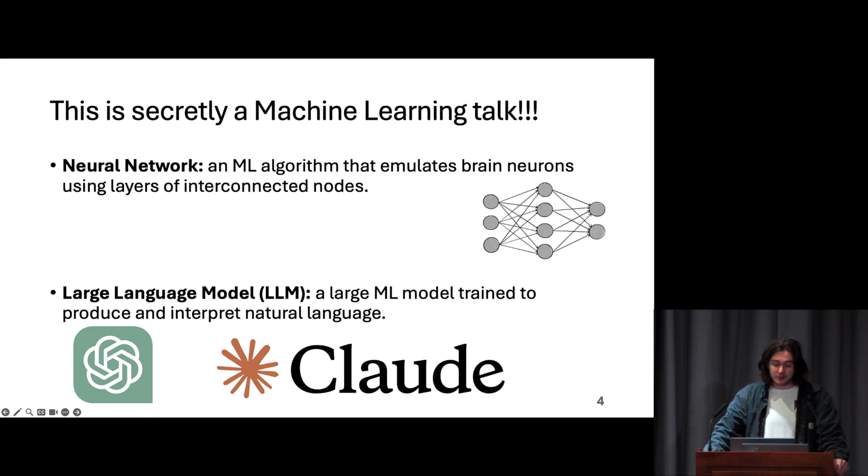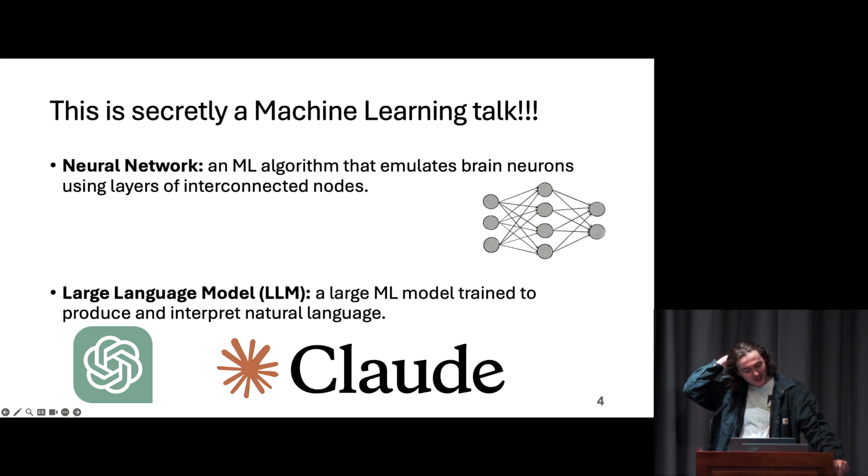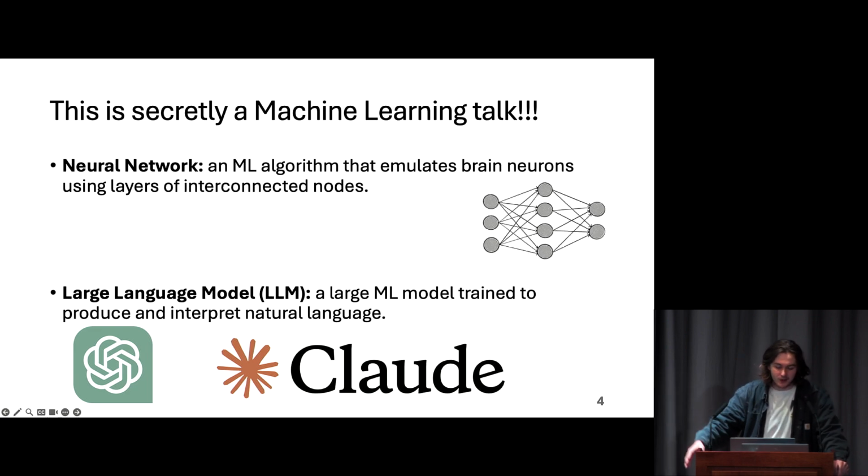And so I'm sure you're all familiar with these definitions, but just to make sure everybody's on the same page: a neural network is a machine learning algorithm that emulates brain neurons. It has a bunch of layers of interconnected nodes, and it has edges between those nodes that are weighted. And those weights are trained with backpropagation to try and get these inputs and outputs to match some sort of cost function. And then a large language model is a super huge model that has been trained to produce and interpret natural language. And nobody's really sure how exactly these work. They use the transformer architecture mainly. You know ChatGPT and Claude from helping with your supervision work primarily.